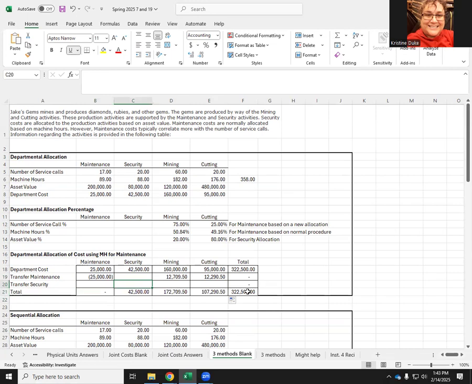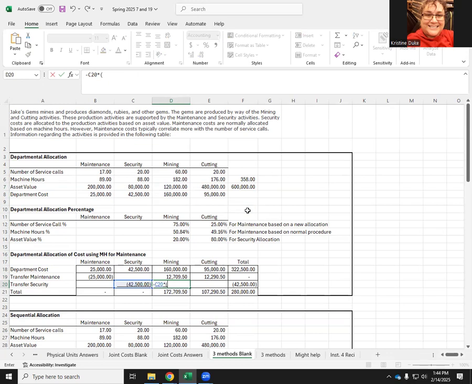Now I'm going to come over here and transfer my security. My security, the driver to allocate those joint costs is going to be my asset value. And so again, I'm not going to take any other asset value other than the mining and the cutting into consideration. I got 600,000. Now I can also do this a different way. I just wanted you guys to see the 600,000, but I also can do my formula like this.